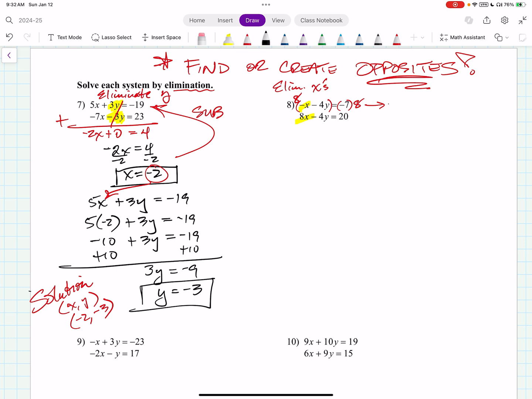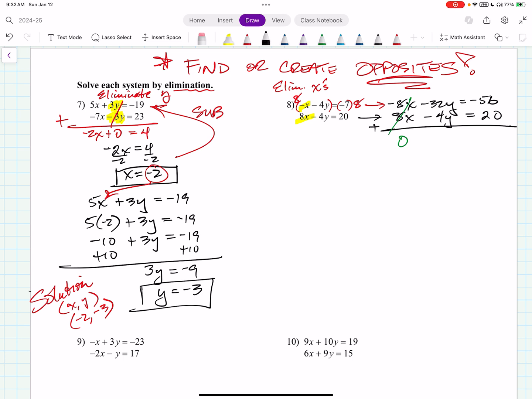So 8 times negative x is negative 8x. 8 times negative 4y is a negative 32y. And then 8 times negative 7 is negative 56. All right, so this first equation becomes negative 8x minus 32y equals negative 56. And then the second one, well, you just rewrite it underneath it. And we're not going to mess with it because we're creating opposites here. So we're going to add the equations now. And notice that right here, those are the opposites. Negative 8x plus 8x is 0. Boom. That's the reason why we just eliminated the x's there.